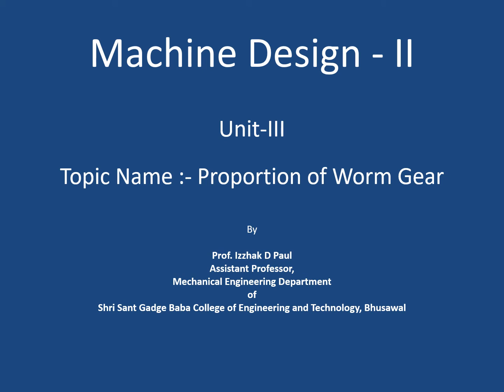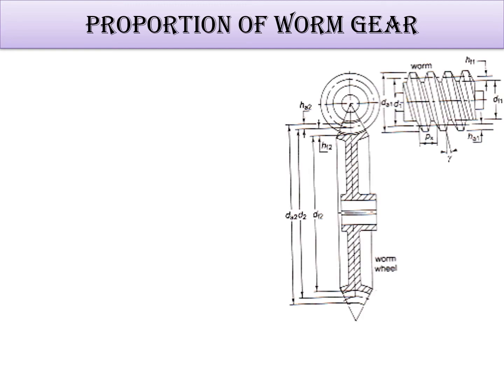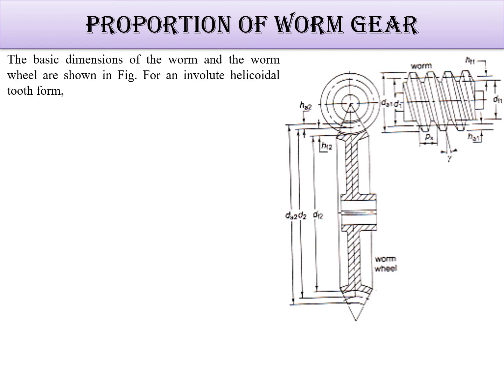Next topic in the worm gear is the proportion of worm gear. The proportion of worm gear is nothing but the standard dimension of worm gear. What are the dimensions of worm gear that we are going to study? So the dimensions of worm. This is the schematic diagram of the worm and the worm wheel. The basic dimensions of the worm and the worm wheel are shown here.